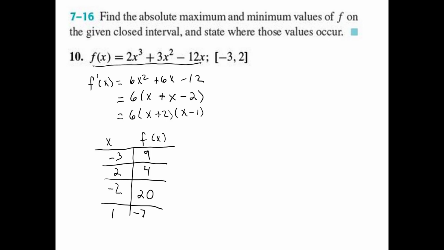Okay, you can see then your highest output, your biggest output is right here. This corresponds to your absolute max. And then your lowest output is this one over here, at -7. And so that is your absolute min. In this case, both your absolute max and your absolute min happen at your critical points, not at the endpoints.